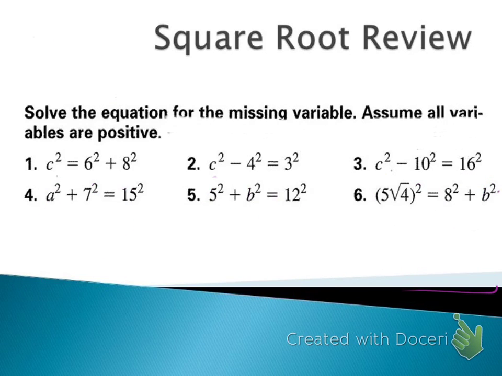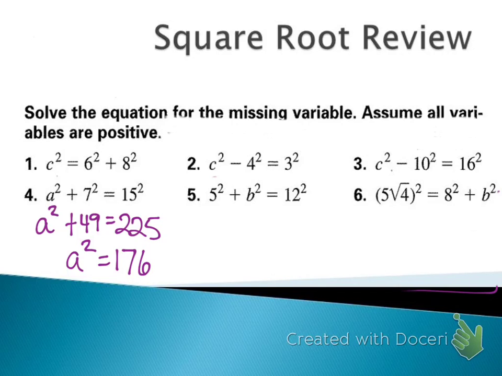What is 7 squared? 49. What is 15 squared? We need to get a squared by itself. What are we going to do? Subtract 49. We get that a squared equals 176. In order to get a by itself, square root both sides.